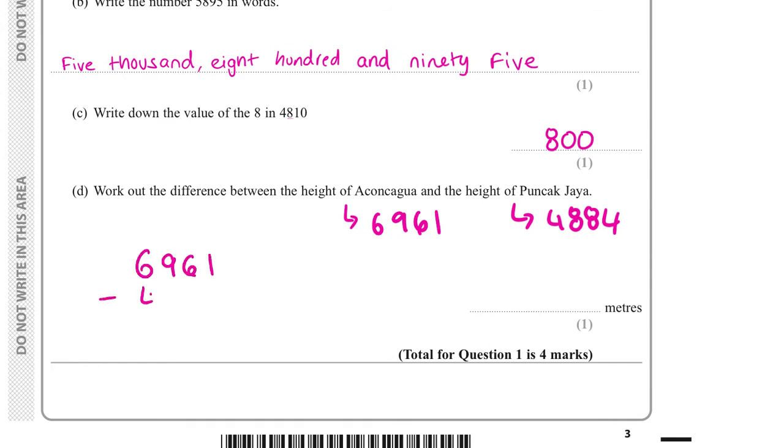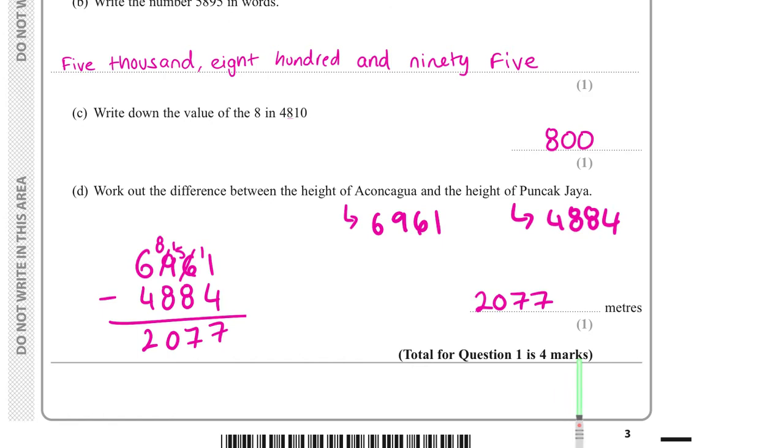So I'm going to take away 6961 minus 4884. I know this is a calculator exam. However, I want you to know that you should be able to do this without a calculator as well. Okay? So once I put it into my calculator, I'm going to get 2077, and then remember we should be able to subtract anyway. Okay, so here I'm not going to teach this. We should be able to do this, and you can check that what you've done is correct.